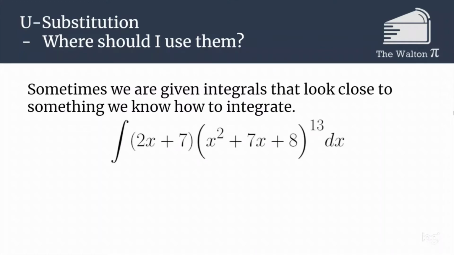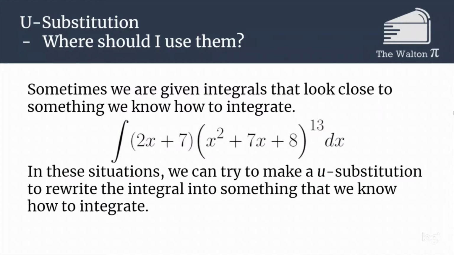So for example, we might be given something like 2x plus 7 times x squared plus 7x plus 8 to the 13th. This is pretty close to something to the 13th, but it's just a bit more complicated than that. The way that we would try and rewrite this is we can make a U-substitution to try and rewrite the integral into something we know how to integrate.